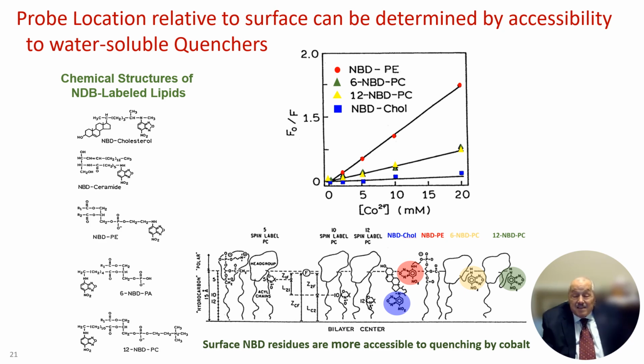NBD was the deepest labeled in the bilayer, and it was virtually inaccessible to the quencher. So that's a reasonably positive result for a heterogeneous membrane.